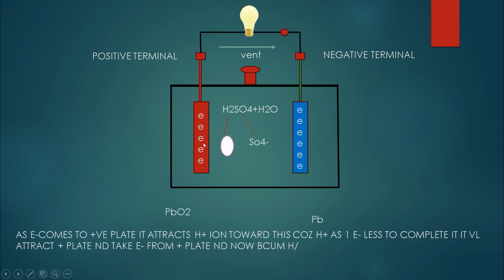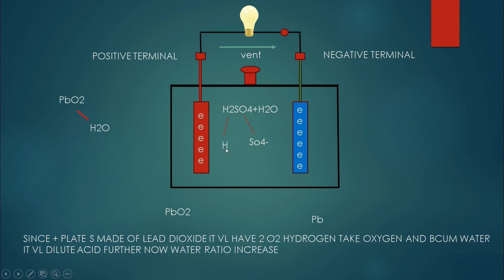Now this electron will react with this H plus ion. Normally this H plus ion requires one electron to form an atom, so it will attract this electron and turn to an H atom. Now this atom will react with lead dioxide, with this O2, and will form water. It will dilute the solution.